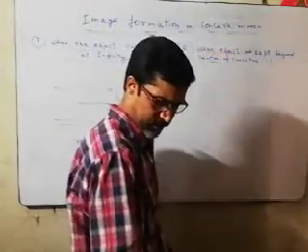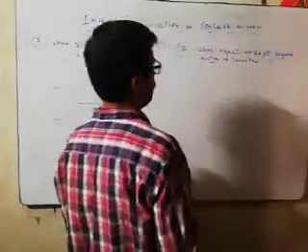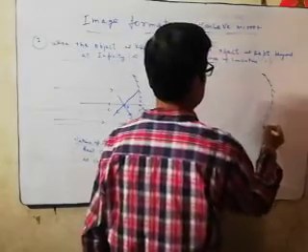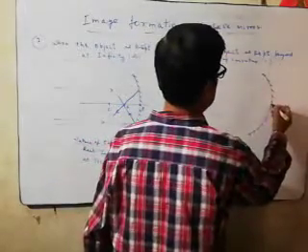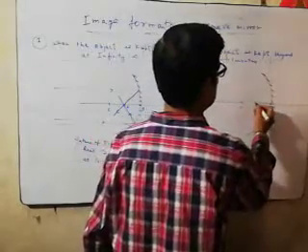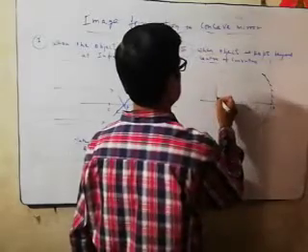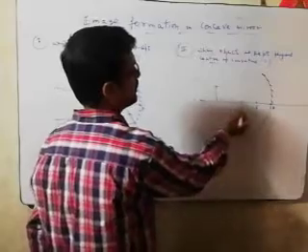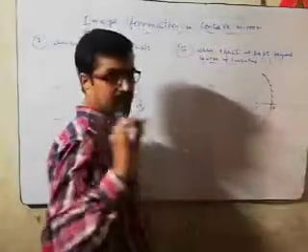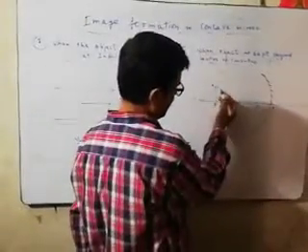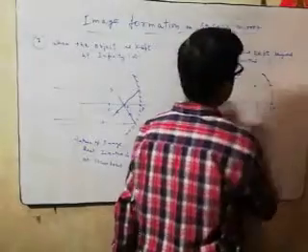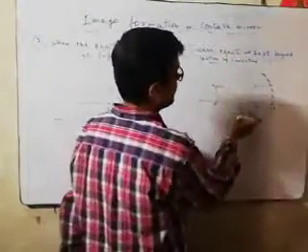So when the object is beyond center of curvature, let us see what we are going to get. This is object beyond C, it is kept. We name the object AB. Okay. So always in image formation, two rays are very important. One light ray parallel to principal axis. So we are drawing first the light ray which is parallel to principal axis. After reflection, it passes through focus point.